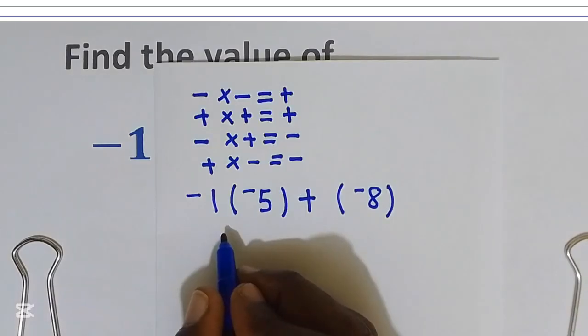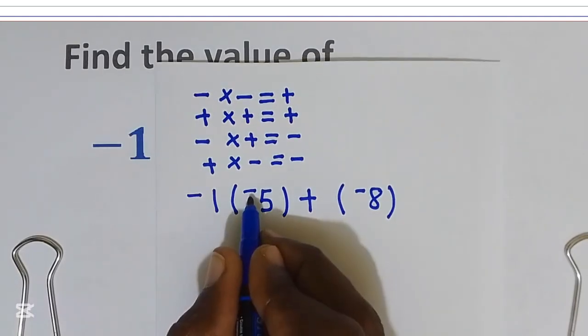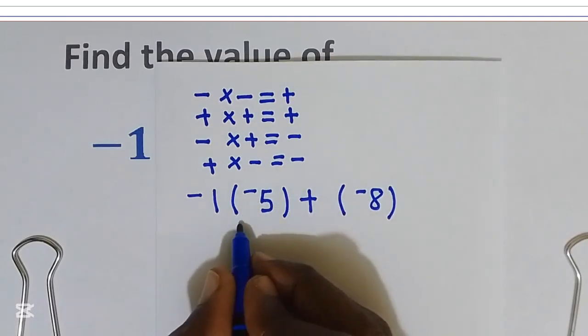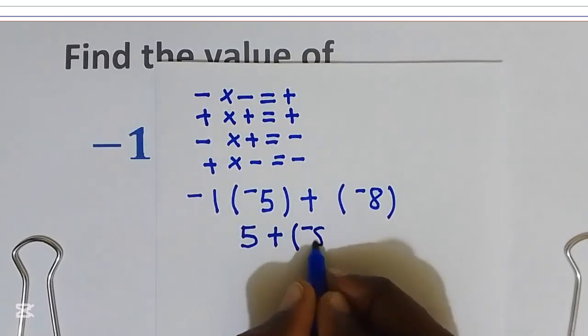Now let us do our question. We are going to start by opening this bracket, multiplying minus 1 multiplied by minus 5. Negative multiplied by negative, we get positive. That is going to be 5 plus, in the bracket, we have minus 8.